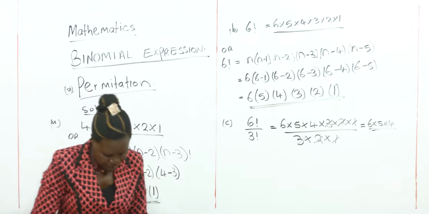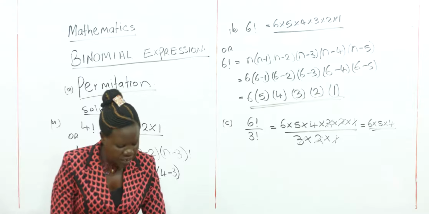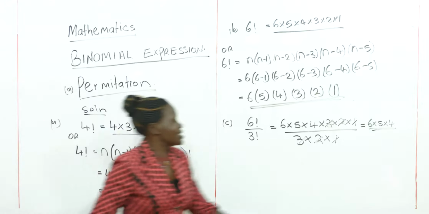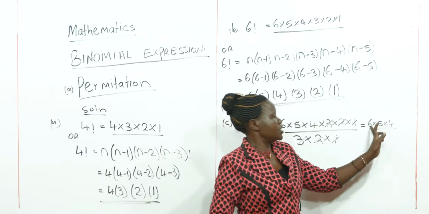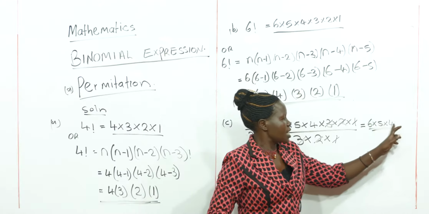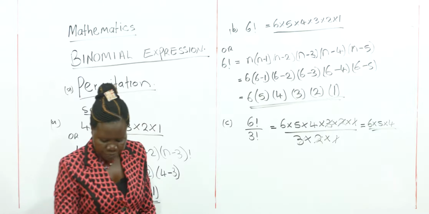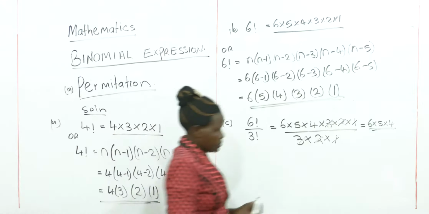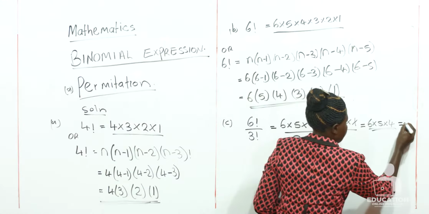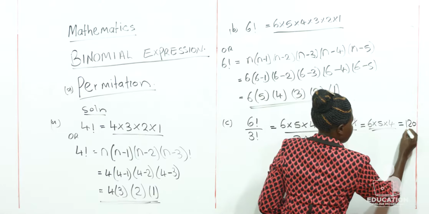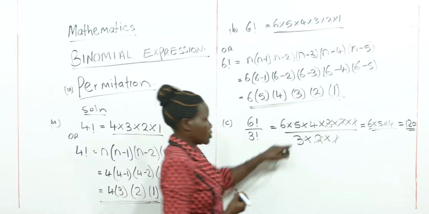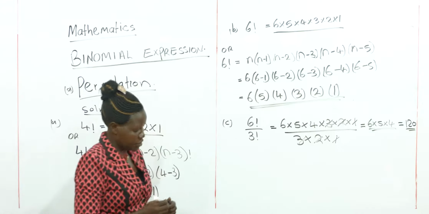Sometimes if you feel like you want to get the final answer, you can multiply this. 6 by 5 is 30. 30 times 4 will give us 120. So on the final answer, you will get here 120.